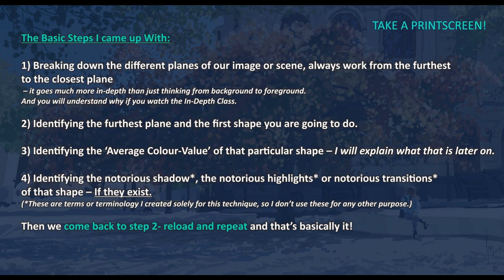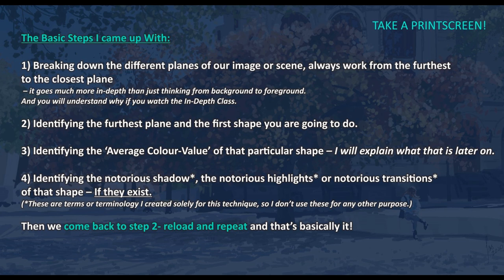So the basic steps I came up with were: 1. Breaking down the different planes of our image or scene and always work from the furthest to the closest plane. It goes much more in depth than just thinking from background to foreground. 2. Identifying the furthest plane and the first shape you are going to do. 3. Identifying the average color value of that particular shape. I will explain what that is later on. And 4. Identifying the notorious shadows or the notorious highlights or notorious transitions of that shape if they exist.